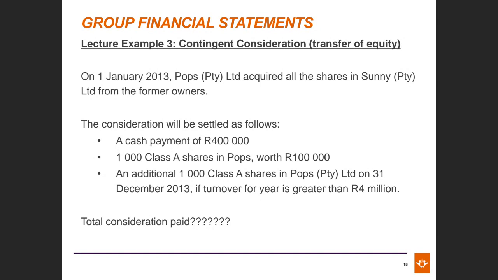There's going to be a cash payment of 400,000 Rand. There's going to be 1,000 Class A shares in POP worth 100,000 Rand. An additional 1,000 Class A shares in POP on 31 December 2013 if turnover for the year is greater than 4 million. So what is the total consideration paid in this situation here?